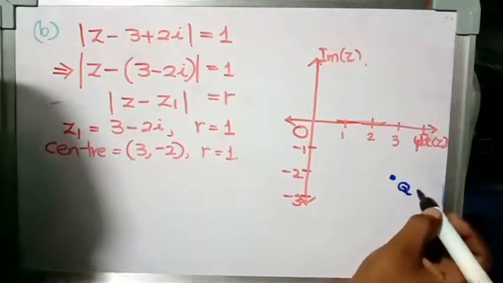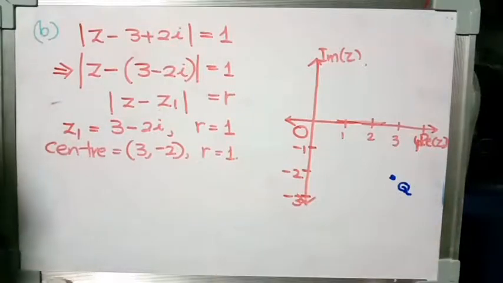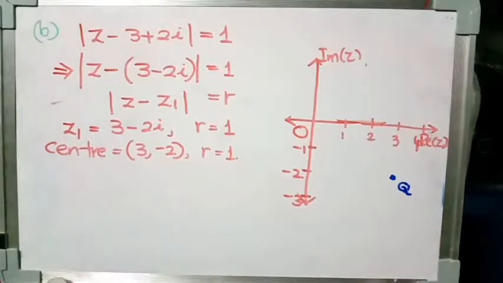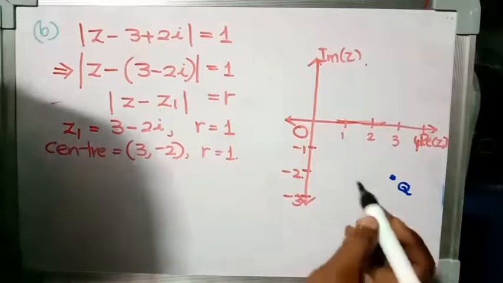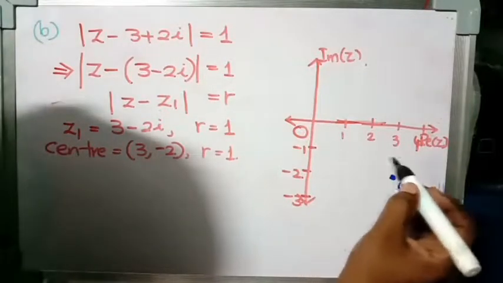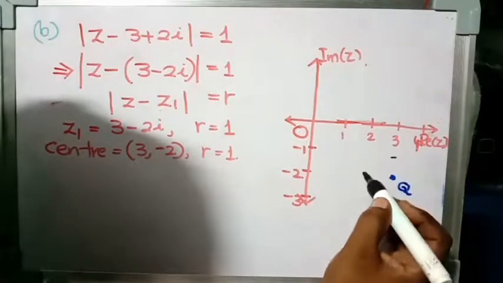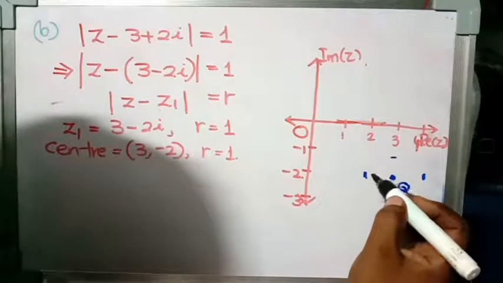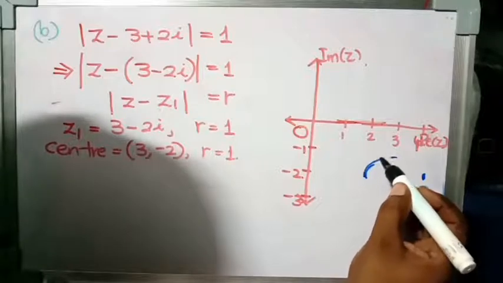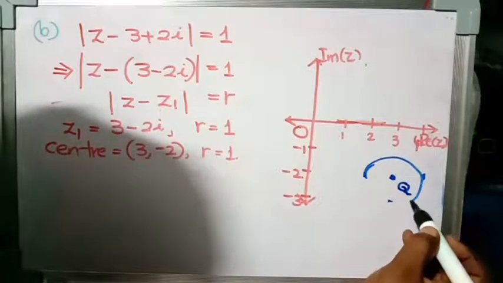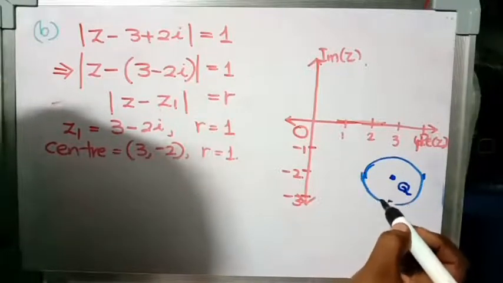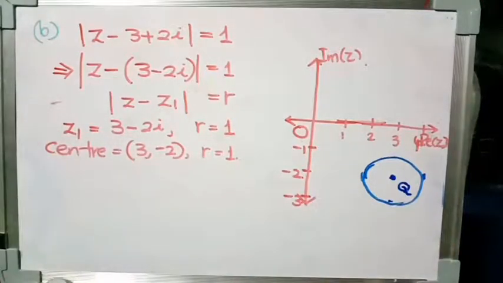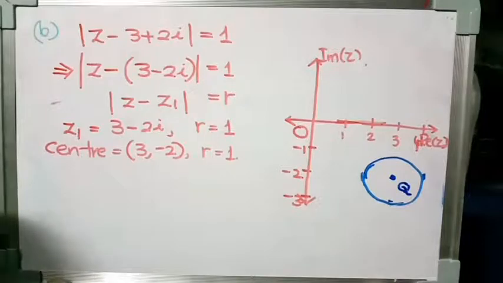Let's denote that one as Q, (3, -2). As the radius is 1, draw a circle. As the radius is 1, it passes through (2, -2), (4, -2). So your circle will be almost like this. Draw a proper circle. So we get a circle with center Q, that is (3, -2), and radius r equal to 1.